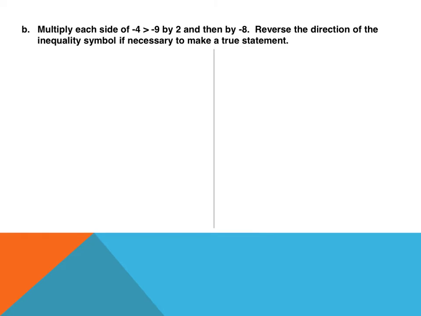Okay, part B is a similar example. Multiply each side of the inequality negative 4 is greater than negative 9 by 2 and then by negative 8. So when we multiply by 2, negative 4 is greater than negative 9, that's true. Then negative 4 times 2 is negative 8, is greater than negative 18, and that's true as well.